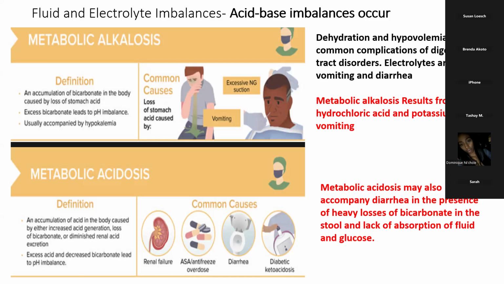So remember, acidosis mostly with diarrhea, but if they asked you about excessive vomiting, then you would say acidosis. If it's just normal vomiting, it's going to be alkalosis. Any questions there?